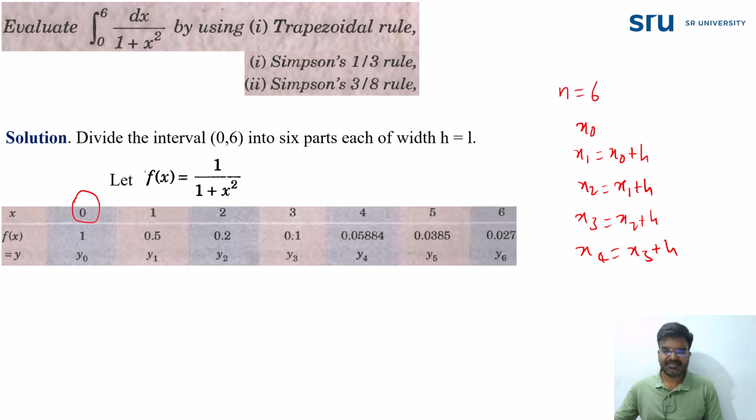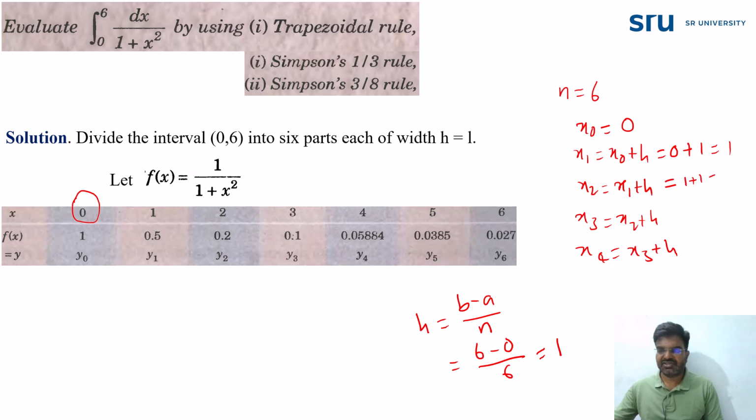So what is h here? Suppose your integral limits are a to b. So h is b minus a by n, number of subintervals. So here b means 6, a means 0, number of subintervals is also 6. So h is 1. Your x naught means lower limit of the integration 0, x1, 0 plus 1, it is 1. x2, x1 plus h, x3, x2 plus h, it is 3.